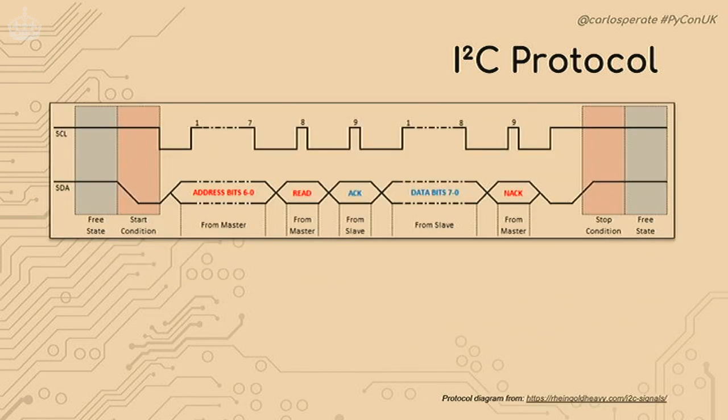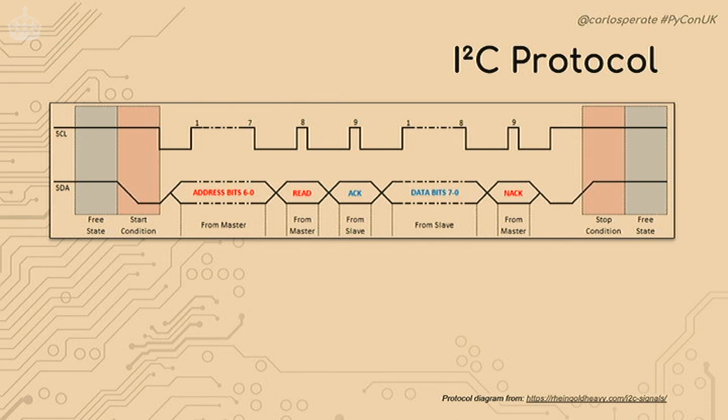So let's have a look at the signal. The master starts by pulling the data line low, and then it will start sending the first byte and the clock at the same time. Now, from the first byte, the first 7 bits are the ID or the address of the slave. So it's basically saying, device number 3, I want to talk to you. And the last bit from the first byte is the read or write command.